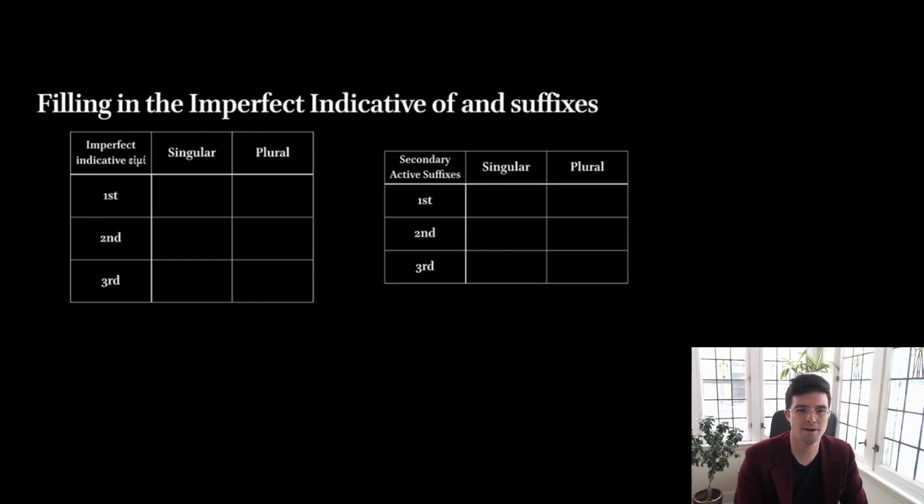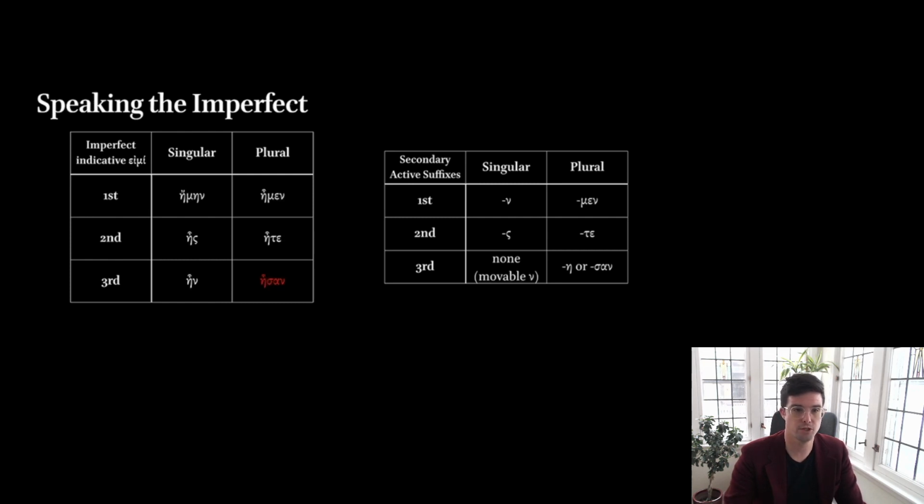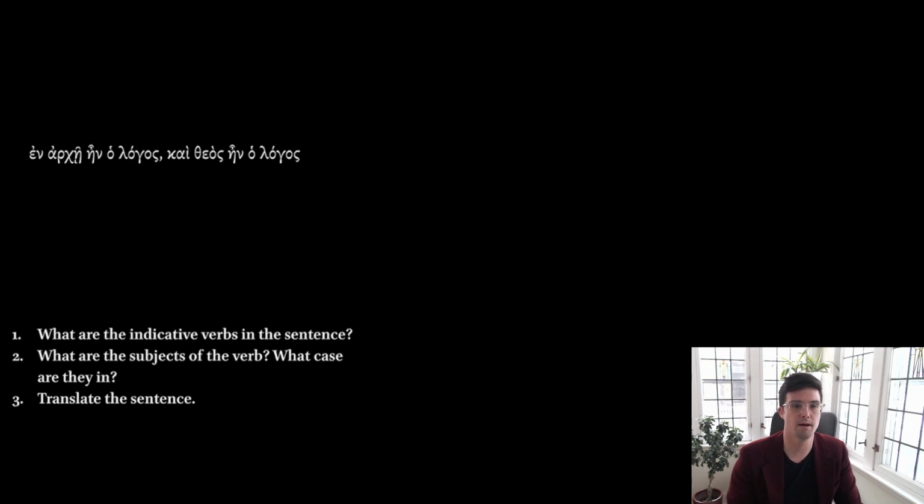All right, and now we have taken away both the imperfect indicative paradigm here and also the secondary suffix endings. See if you can fill these in here. So it should look like this. You can self-correct for a second here if this is not what you had. And then we are going to move on to some practice.